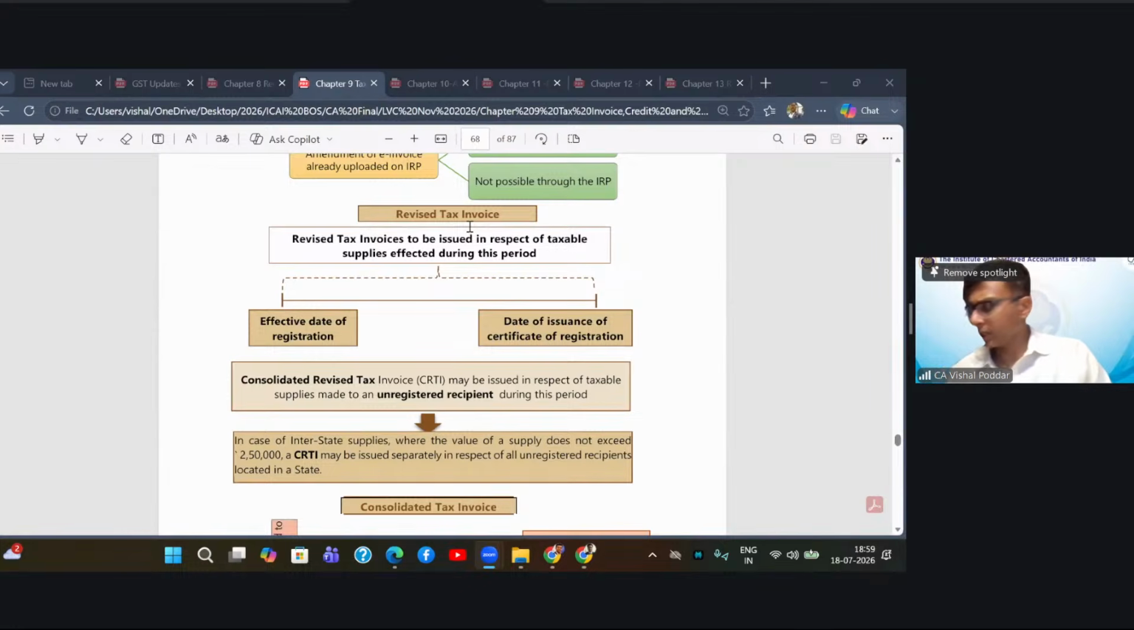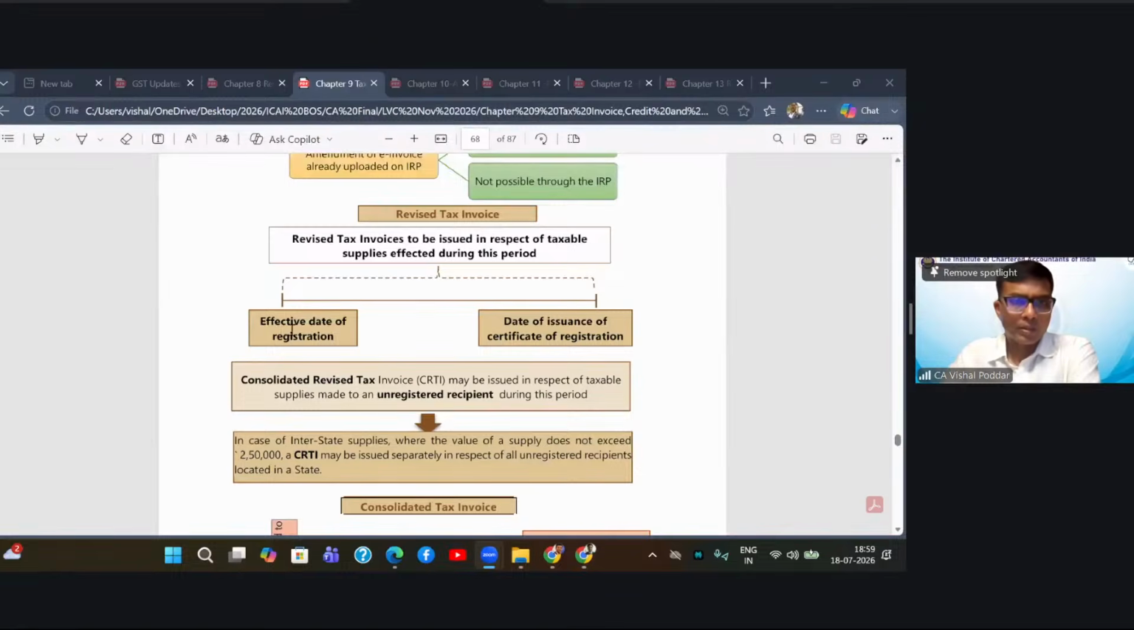Now, in such cases, where I am giving you these non-GST invoices today, on 25th September, when I get my number, I have to sit and revise all these invoices, which means I have to prepare a proper valid tax invoice. So I'm replacing my earlier non-tax invoice with a proper tax invoice. This is what is called a revised tax invoice.